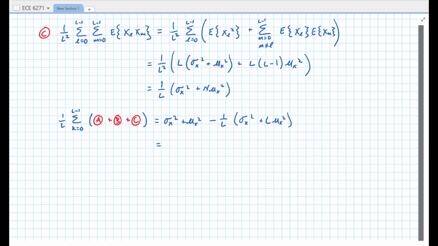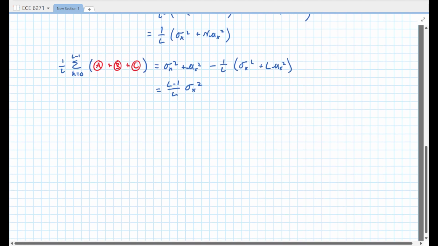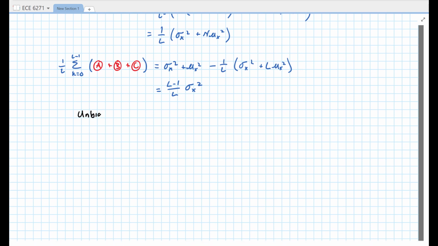And when all is said and done, we can write that in terms of our final expression, which is L minus 1 over L times sigma x squared. So what does that tell us? Well, we were hoping that the expected value here would equal sigma x squared. And so that tells us that the true unbiased estimator is going to be different than what we just did.